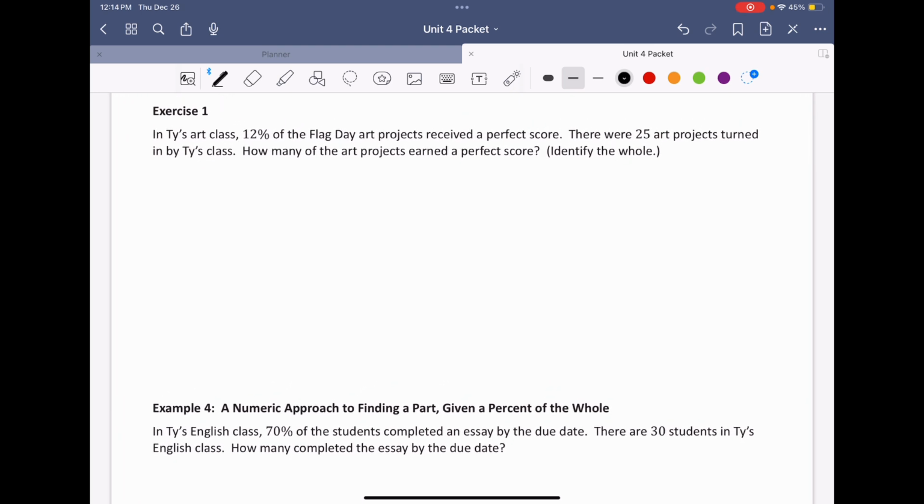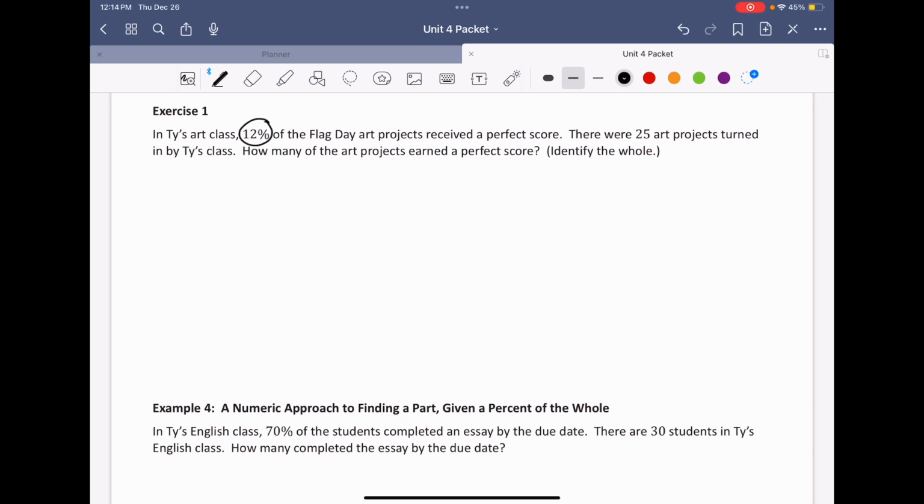Exercise 1. In Ty's art class, 12% of the Flag Day art projects receive a perfect score. There were 25 art projects turned in by Ty's class. How many of the art projects earned a perfect score? All right, I'm going to let you go ahead, try this one on your own, so please pause the video. When you're all set, unpause and check.